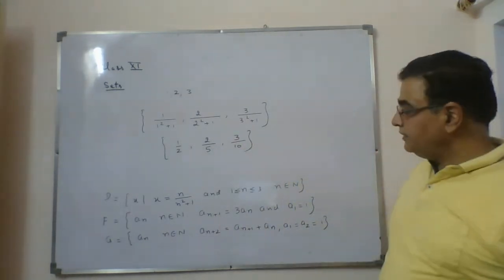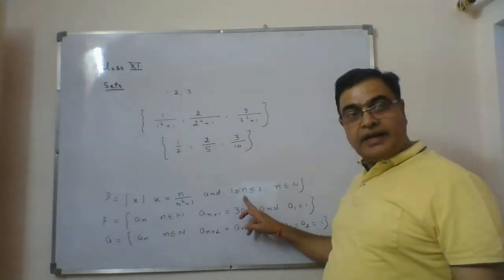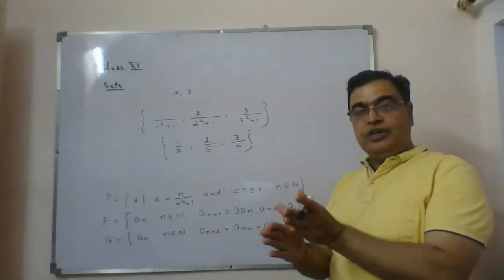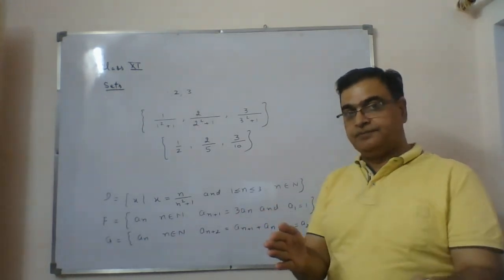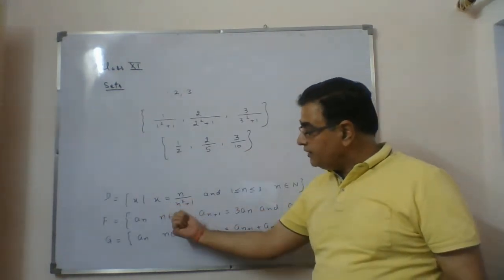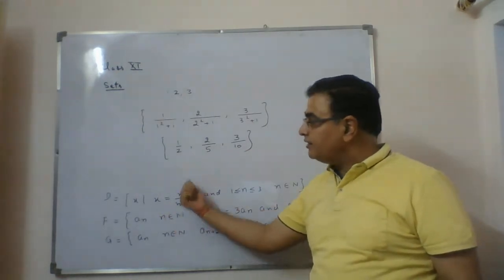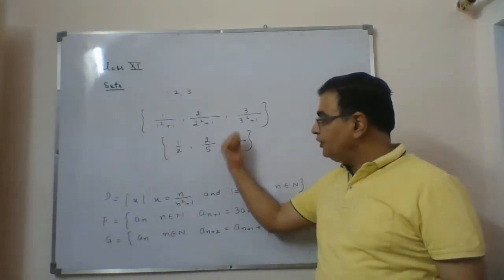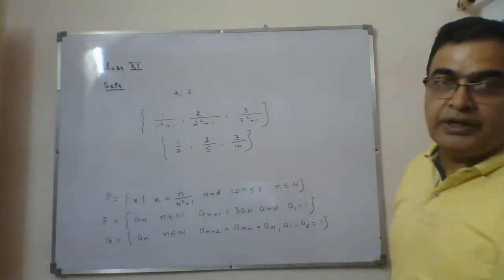These are the three numbers, because n is only a natural number and should be between 1 and 3, including 1 and 3. So only three natural numbers, 1, 2 and 3. And then those n will be placed as 1 here, then 1 by 2, then 2 here, 2 by 5, 3 you take, 3 by 10. So that way you get it.